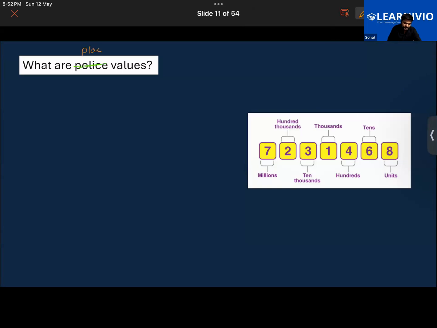Now it's place values actually. What are place values? Let's understand about this thing. See, place value in mathematics basically describes the position or place of a digit in a number, and each digit will be having a place in a number. Let me repeat. In mathematics, place value describes the position. Let me write it actually. In maths, place value describes.